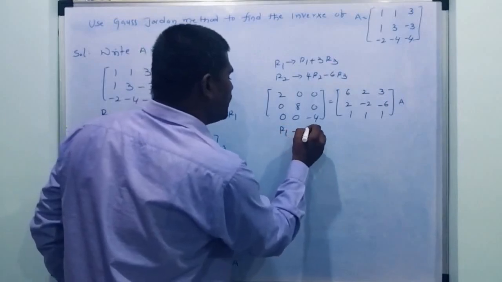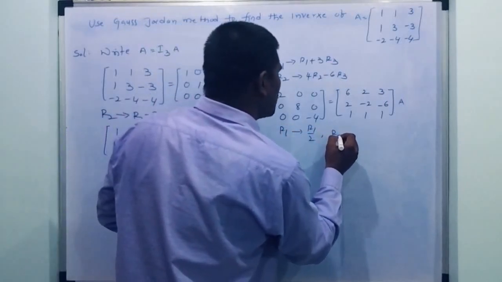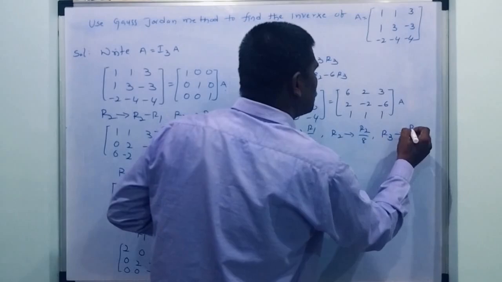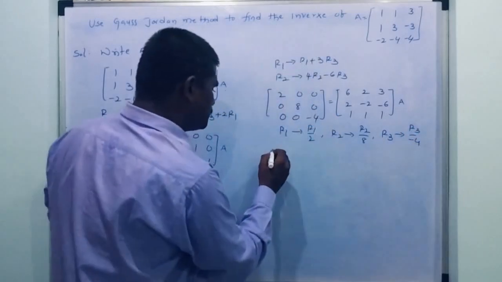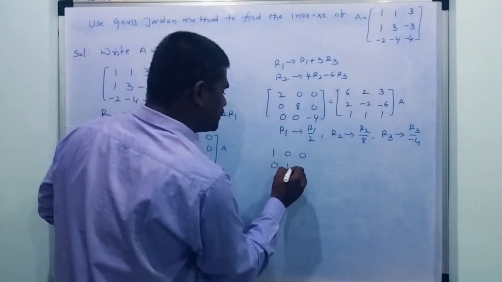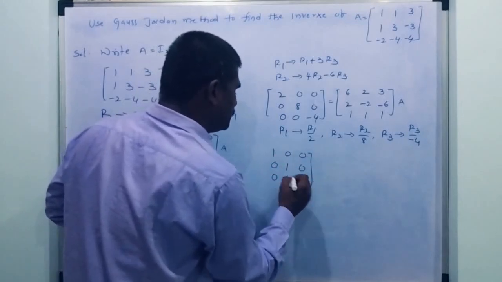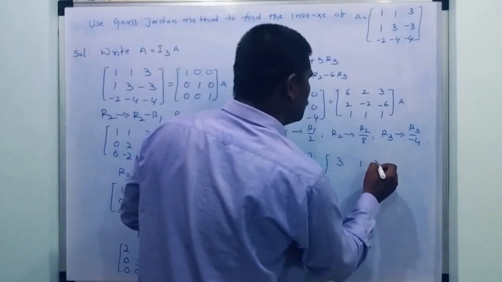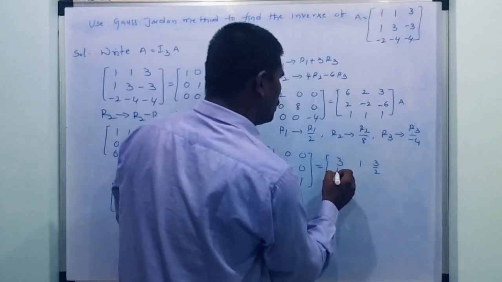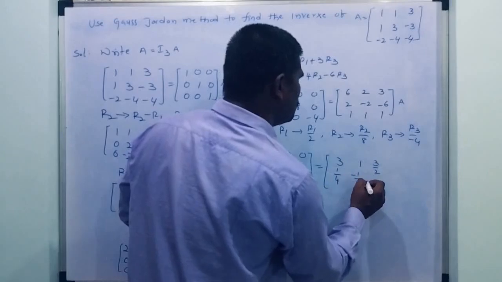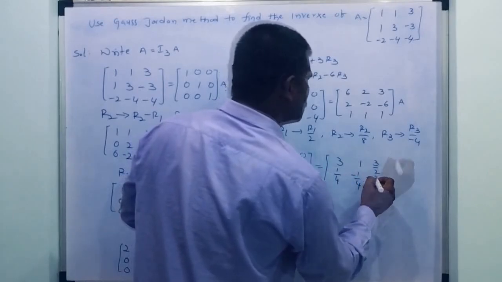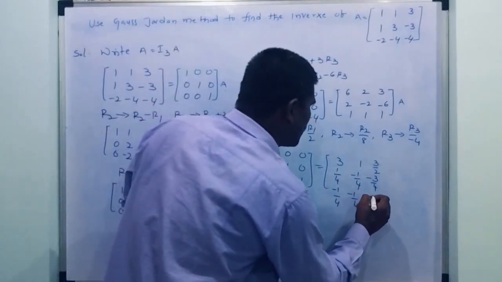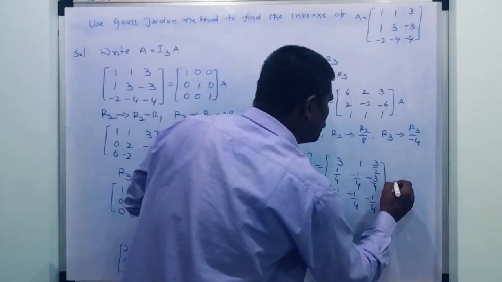R1 tends to R1 by 2, R2 tends to R2 by 8, R3 tends to R3 by minus 4. Then this becomes 1 0 0, 0 1 0, 0 0 1 is equal to R1 by 2: 3 by 2... R2 by 8: 1 by 4, minus 1 by 4, minus 3 by 4, R3 by minus 4: minus 1 by 4, minus 1 by 4 and minus 1 by 4, into A.